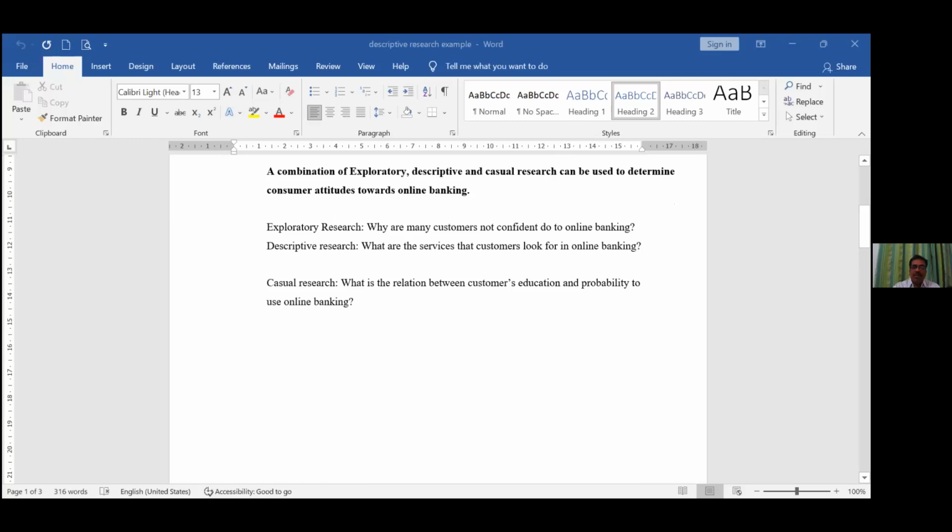Okay. Finally, I would like to discuss this aspect: potential sources of error in research design. Normally, if you are not defining your research design properly, whether it's exploratory, causal or descriptive, you will experience two types of error. One is random sampling error, another is non-random sampling error. What is random sampling error? Random sampling error will occur because of usage of an improper sampling method.